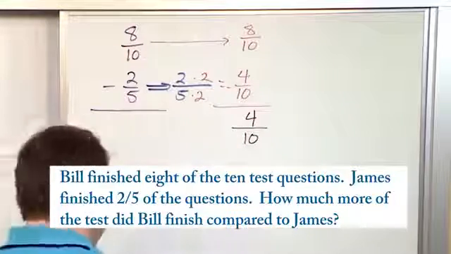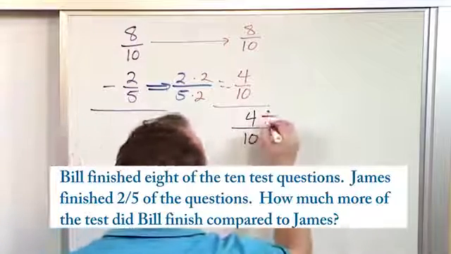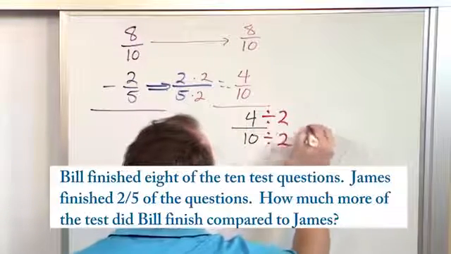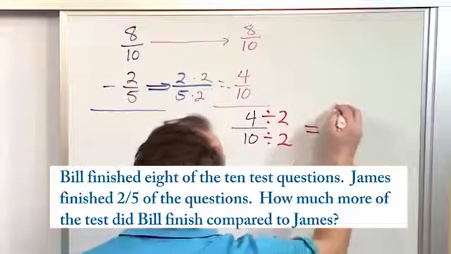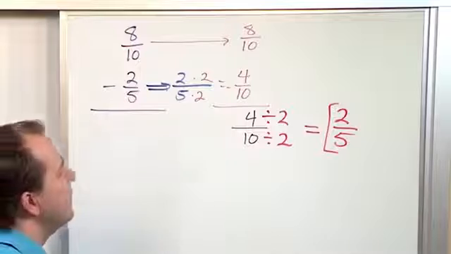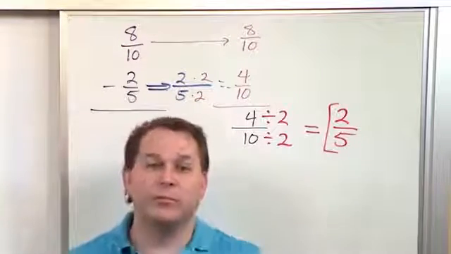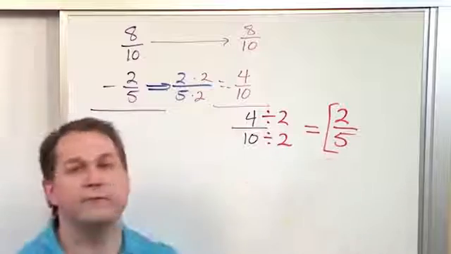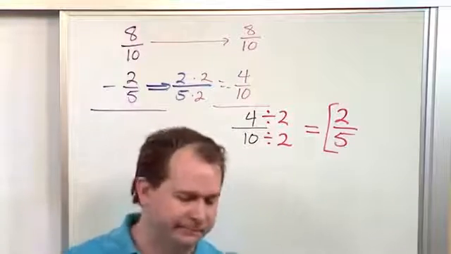So 4/10 is the answer, but I always need to check, can I simplify? Yes, I can divide this by 2. 4 divided by 2 is 2. 10 divided by 2 is 5, so the answer is 2/5. So one guy finished more of the test than the other in terms of the fraction. How much more did he finish? He finished 2/5 more of the test than the other guy did. You're expressing it as a fraction.